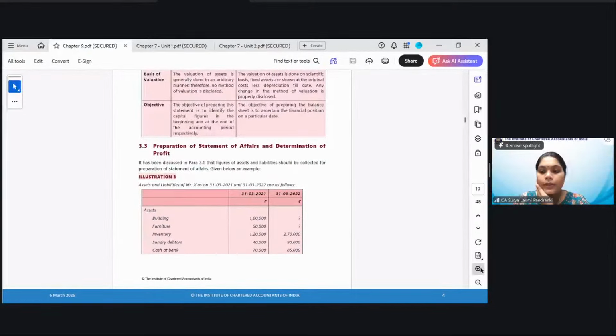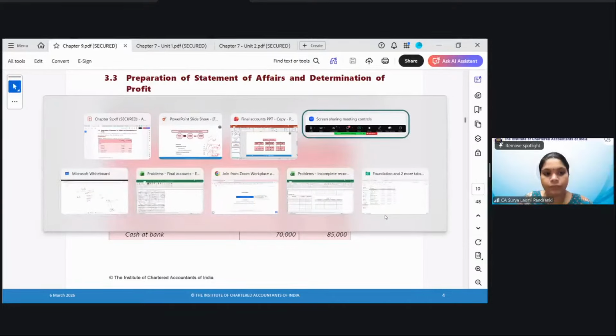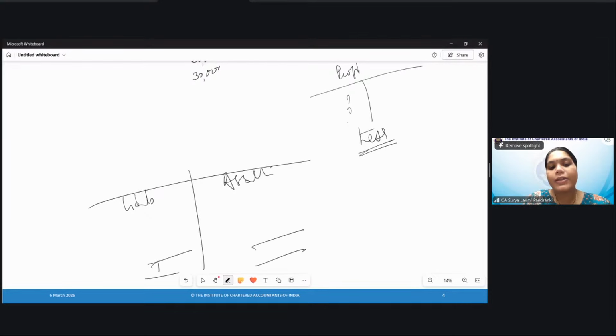Yeah, look at this question, illustration 3. Now I'll tell you what the difference is between a statement of affairs and the balance sheet. Statement of affairs and balance sheet will have a very small difference. When you say balance sheet, we have all the liabilities and we have all the assets, correct? We just have to see whether the totals are matching. Because we have all the information, we just put all the numbers and then see if the totals are matching.